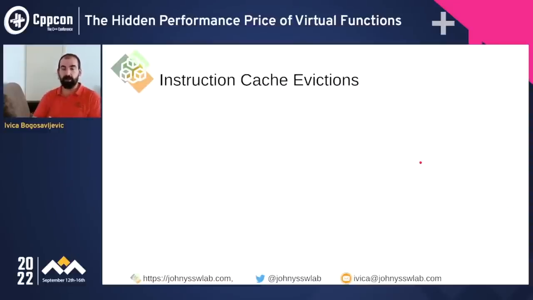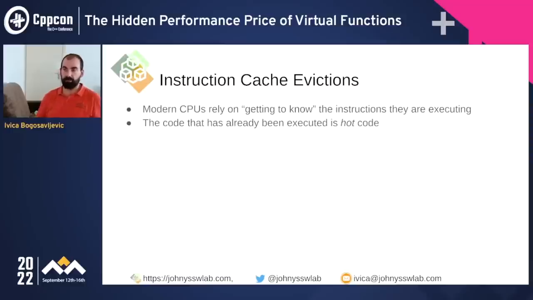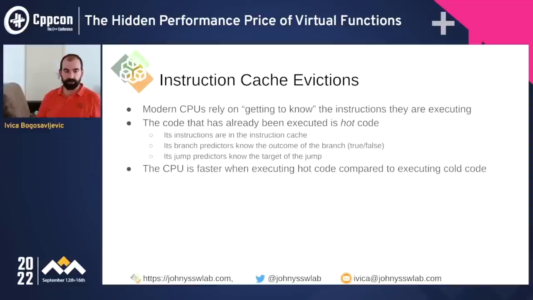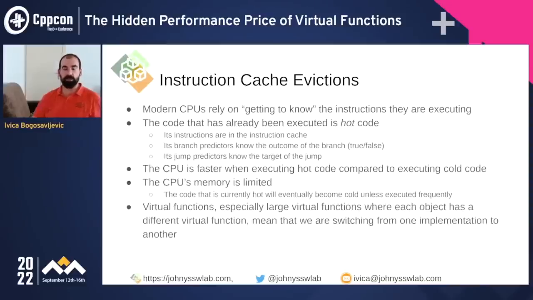Okay. So this finishes the talk about jump destination guessing. Now, the next reason why virtual functions are different in performance compared to non-virtual functions is called instruction cache evictions. Okay, so what are instruction cache evictions?